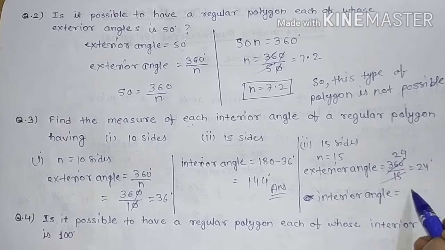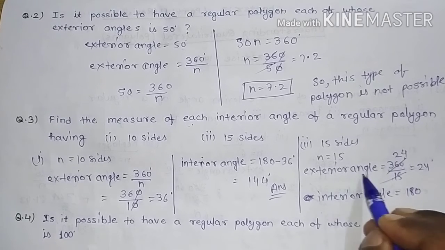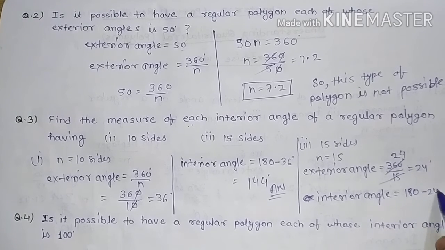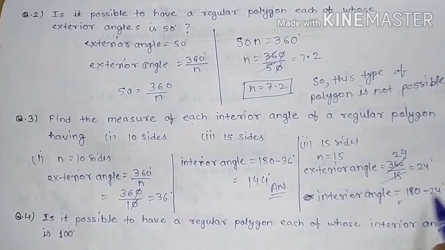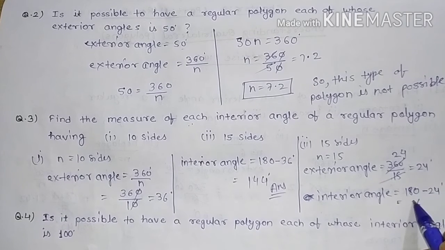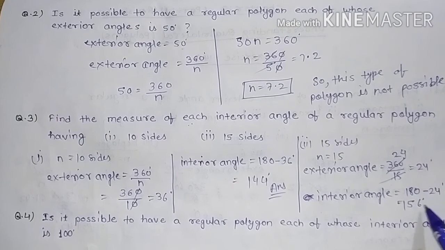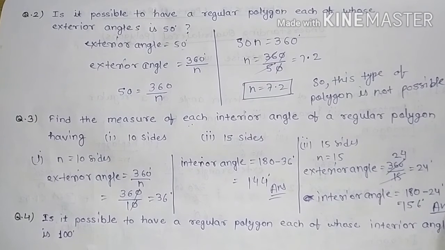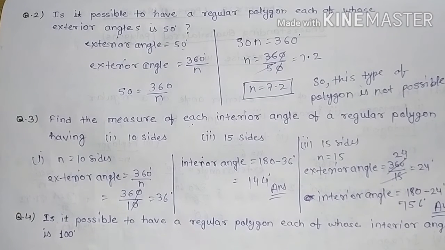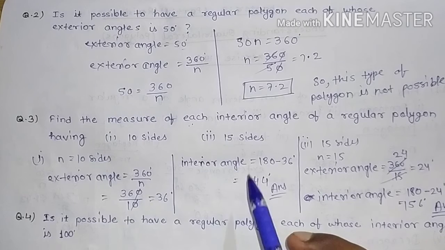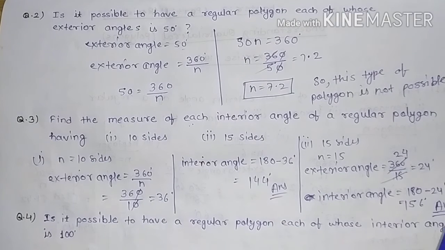So this equals 180 minus the exterior angle. This is 24 degrees. 10 minus 4, that is 6. 7 minus 2, that is 5. So the answer is 156 degrees. Now it's very simple, and here is the complete explanation of question number 3. Now question number 4.